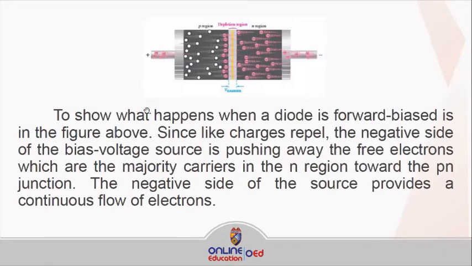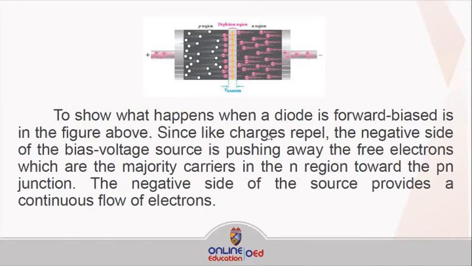Okay, now we have a figure to show what happens when a diode is forward biased. In the figure above, ito yung nangyayari kapag naka-forward bias ang diode. For example, since like charges repel, pag parehas yung kanyang charges, nagre-repel. Pag parehas, that is repel, kaya nga kung magkaiba, nag-a-attract naman siya.